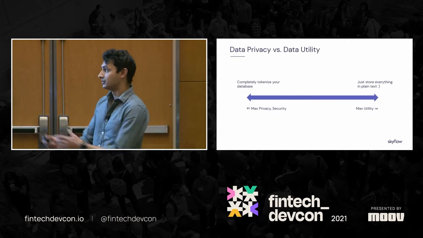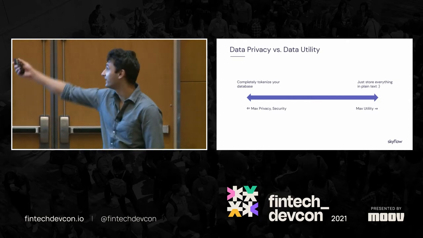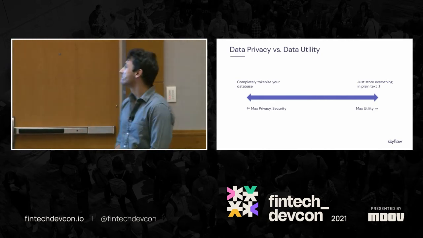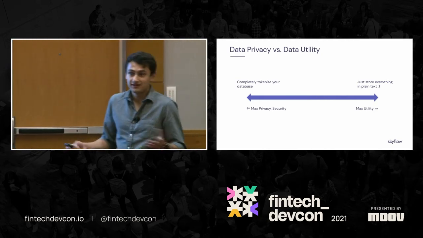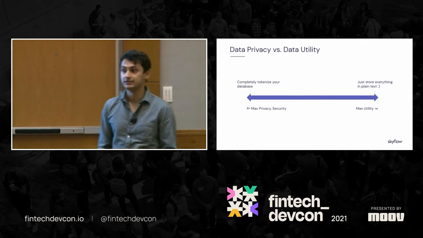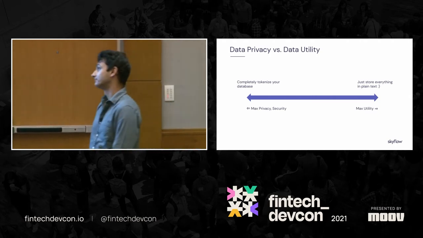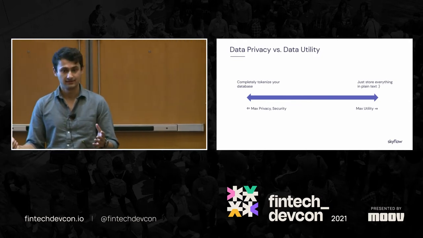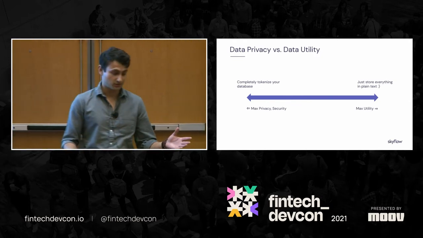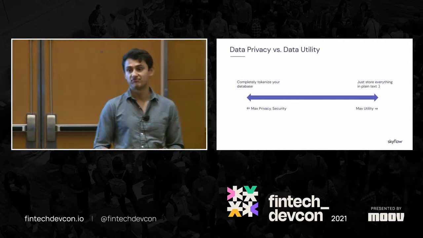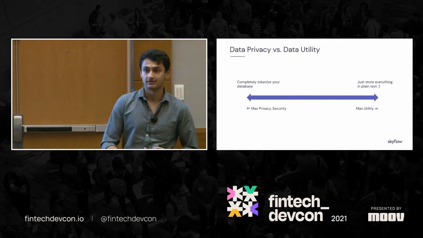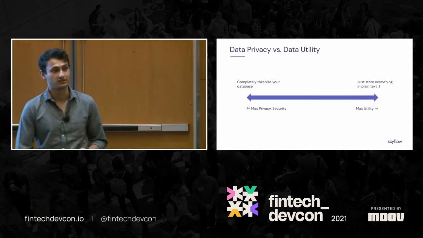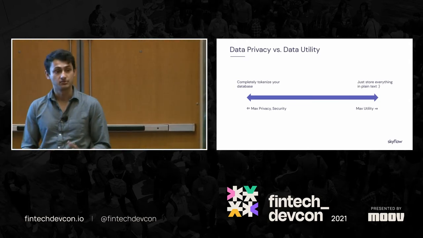And again, there's two ends to the spectrum here. On one end, you can just store everything in plain text, which again, don't do that, right? But if you do that, you can use the data however you want. It's maximally useful to you, as the data warden. And on the other hand, you could completely tokenize your database. Sure, you could store tokens for everything, but then how do you do things like analytics? How do you use that data in downstream applications? How do you share that data with your internal teams? All that becomes really hard.